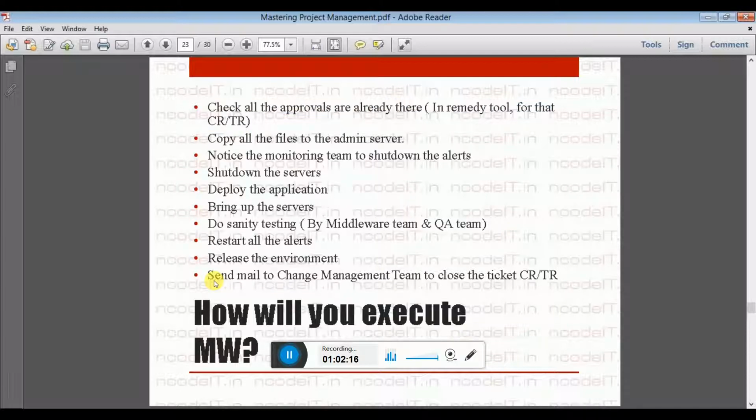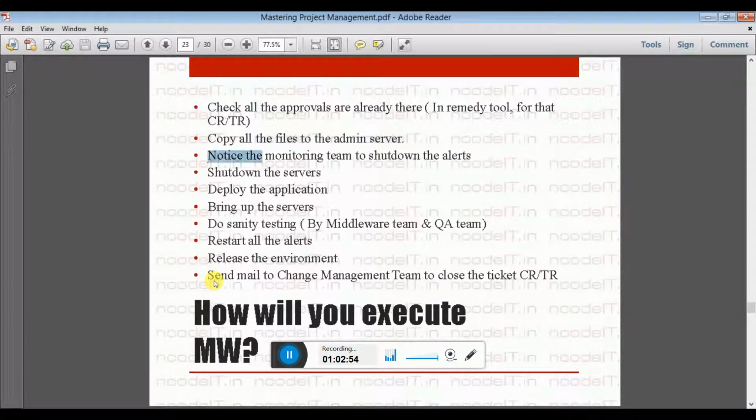Now the person who is actually executing, let's say you are the one who is supposed to deploy the application to production this evening, you will make sure all the approvals are there. You can actually see it in the CR. In the CR you will see if everything is approved or not. If it is approved, then only you are going to start the activity. Before the CR starts, let's say you are starting the CR at 4, even before that you can copy all the files to the admin server, from the stage server to the admin using the SCP command.